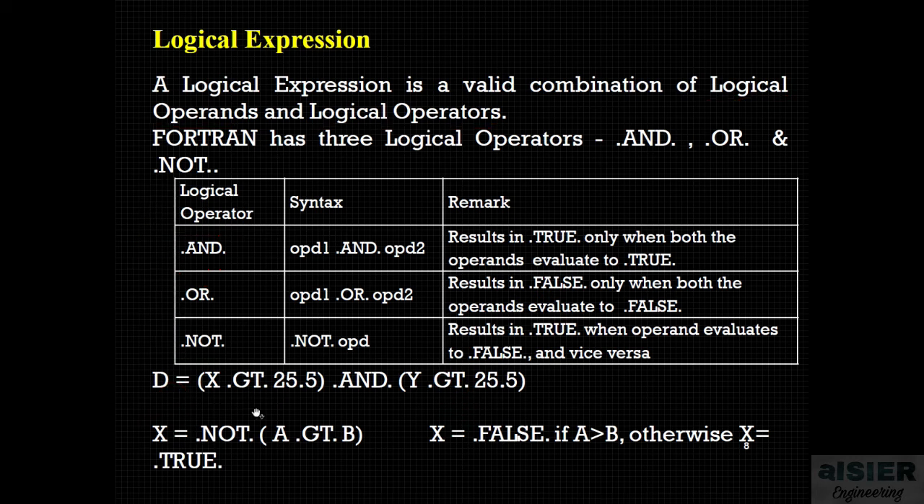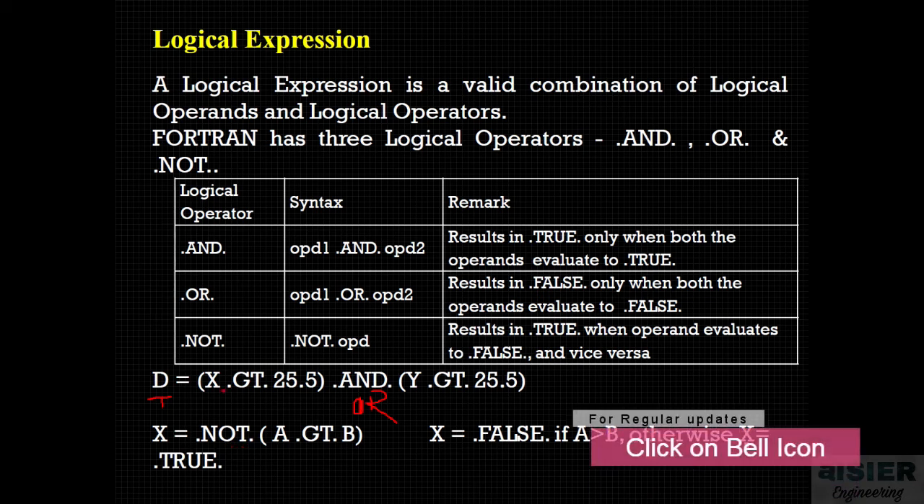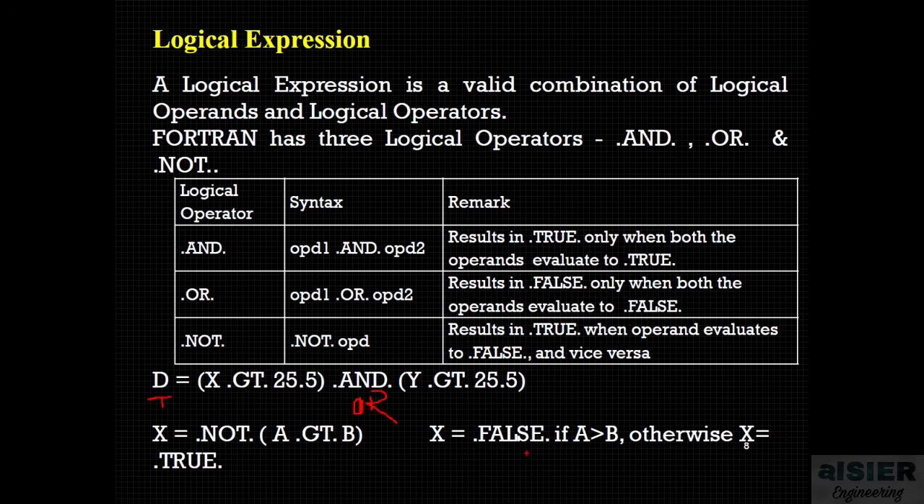But if there is OR here, in that case if either of these two is true, for example if this is true and this is false, still we will get the value of d as true. We will get the value of d as false only when both of these are false. And NOT is exactly the opposite. For example, here it is written NOT a is greater than b. Now we will get a false answer if a is greater than b, meaning when this is true we will get false, and when this is false we will get true.